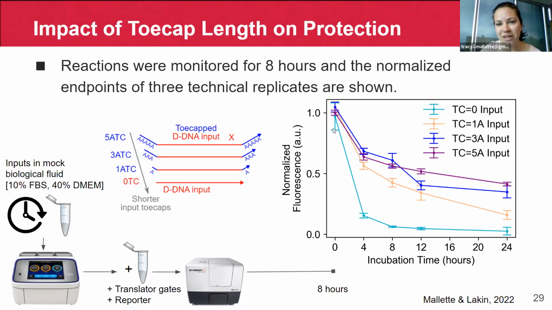So what's really notable here, our control is this teal line, and after 4 hours, there's very little left of this strand that is intact enough to trigger toehold-mediated strand displacement. But if you add just 1 nucleotide of LDNA, you recover over half of the ability of that input to trigger the circuit. And this was really surprising, that so little LDNA could provide so much protection. And then as you continue out into the longer term, now you start to see an advantage of having more LDNA on these inputs.